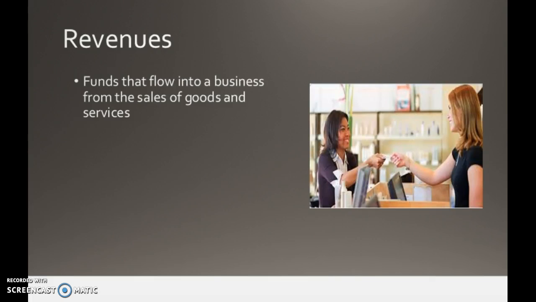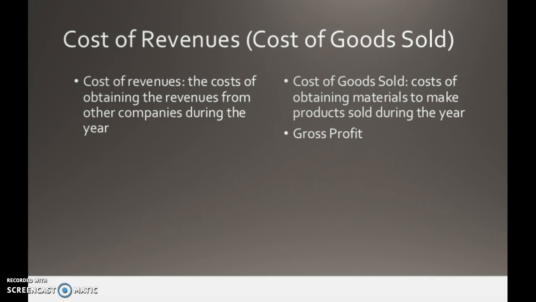Revenues are the funds that flow into a business from the sale of goods and services. Cost of revenues shows the cost of obtaining the revenues from other companies during the year. Cost of revenues is relevant for service providers, but income statements for manufacturing firms use cost of goods sold. The cost of goods sold is the cost of obtaining materials to make products sold during the year. Managers often are interested in gross profit, which is a preliminary, quick-to-calculate profit figure that considers just two pieces of data: revenues and cost of revenues from the income statement.